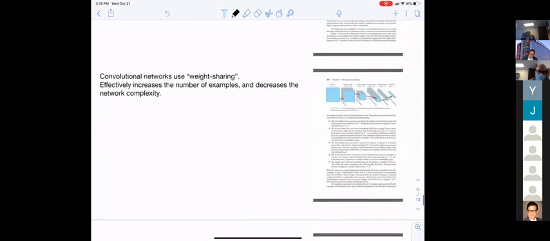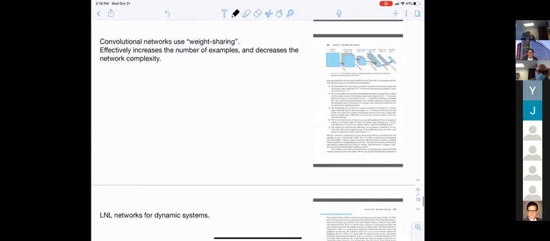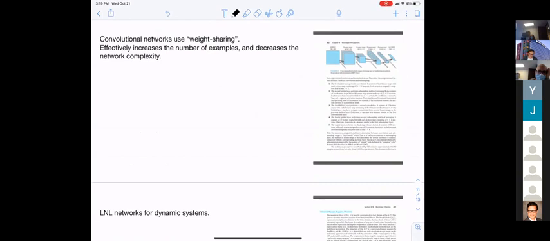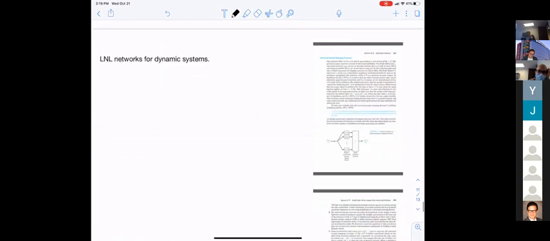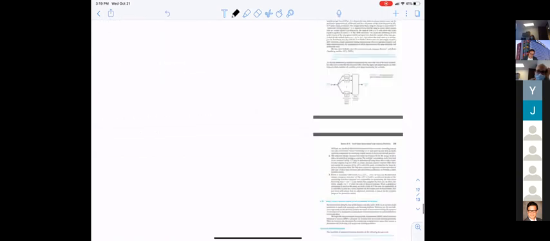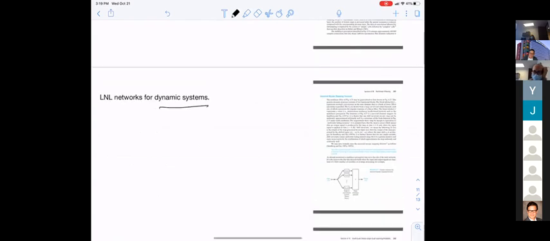Oh, the book does this thing on convolutional networks. We'll go through that at other times. That involves weight sharing. And I talked to you already about this issue of dynamic systems and recurrent networks. So since we've run out of time, I will stop there. And I will hang out and answer questions.